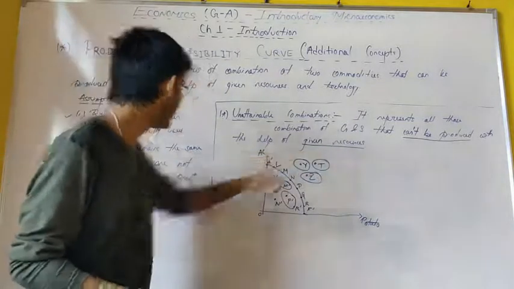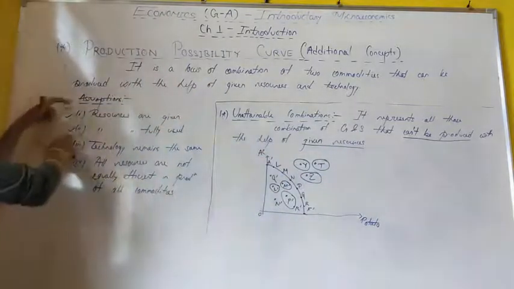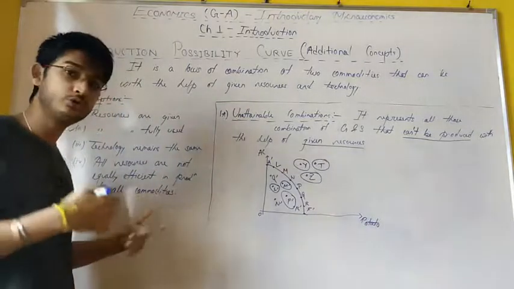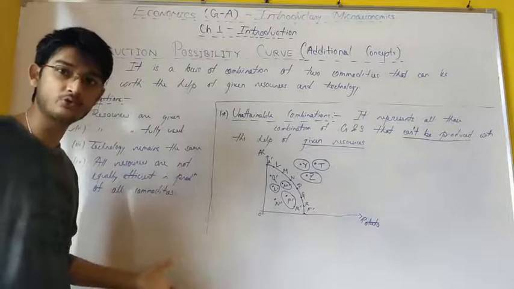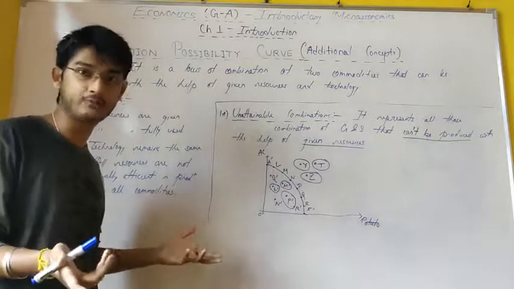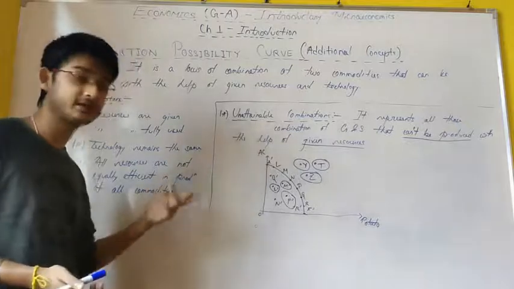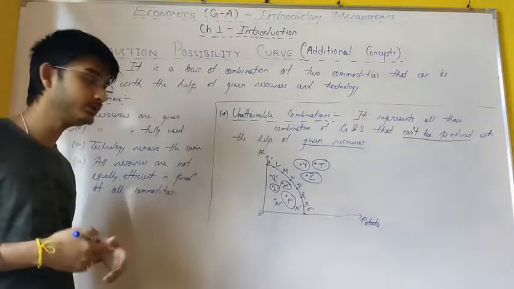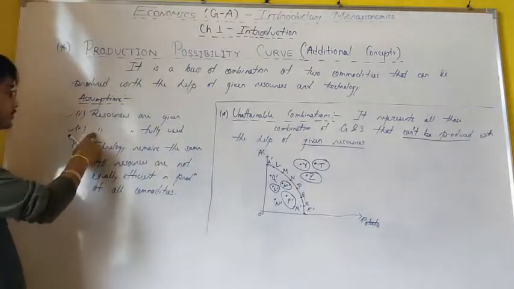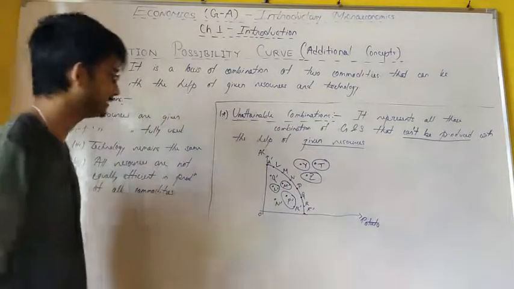Our resources are given. See, I am focusing on these two assumptions only. Resources are given. We do not have an unlimited stock of resources that we can jump our production to any point of time. We need to first have some more resources and then increase the production. And secondly, we are also assuming that resources are fully getting utilized.